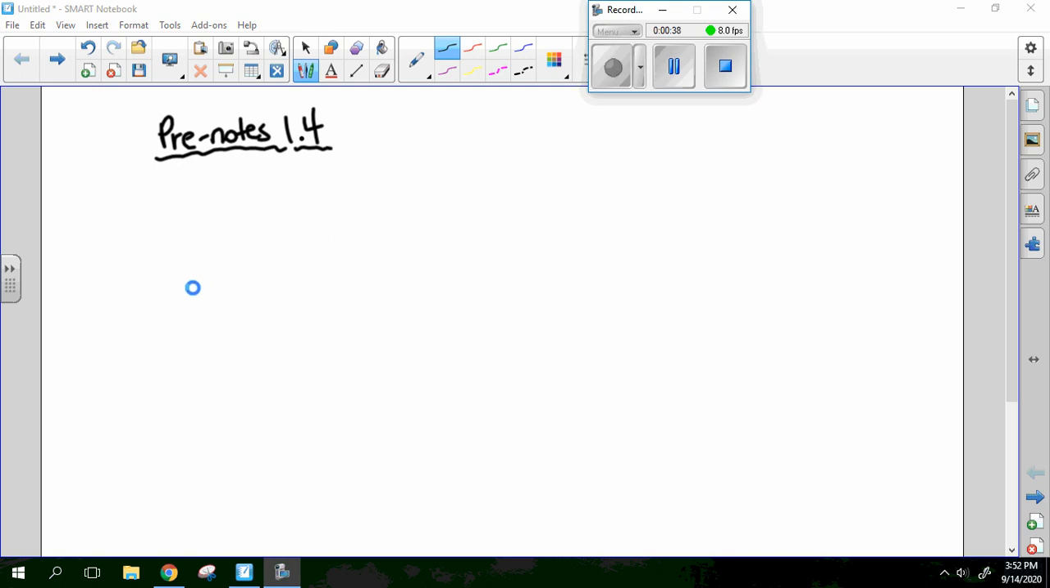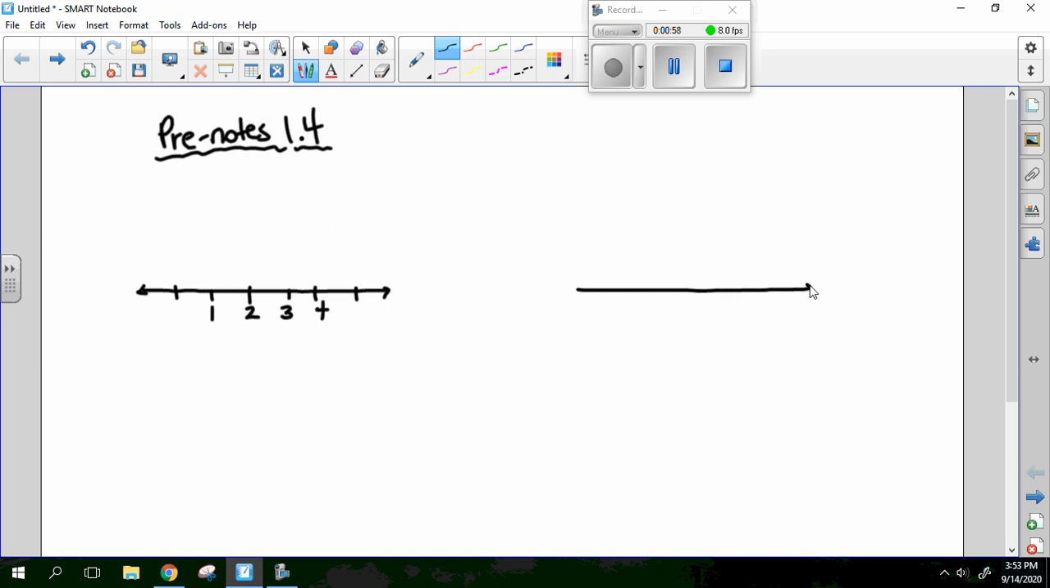All right, so I'm going to take a second and just draw some number lines. Just put a couple of marks on here, and maybe I'll number it 1, 2, 3, 4. Then I'll do another one over here, and maybe this time I'll put some negative numbers on there. So the first thing I want us to do is draw the graph of an inequality, and try to remember how to write that inequality.